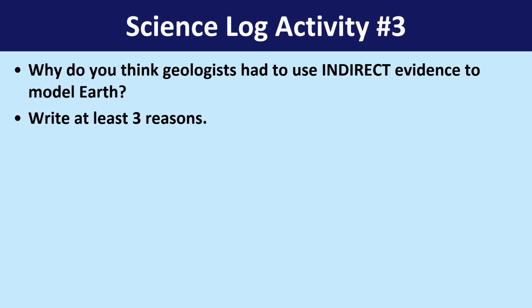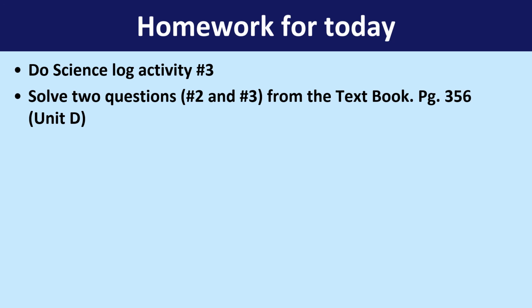And here's where I'm going to stop. Today your homework is to do the science log activity number 3. Why do you think geologists had to use indirect evidence to model Earth? I kind of gave you one reason, but I want you to do 3 reasons. And after that, I also want you to solve 2 questions, number 2 and number 3 from textbook page 356. That is today's lesson.